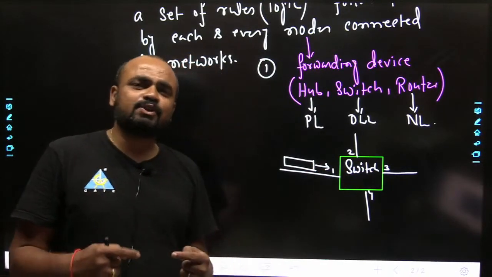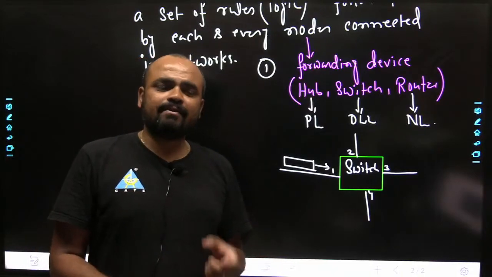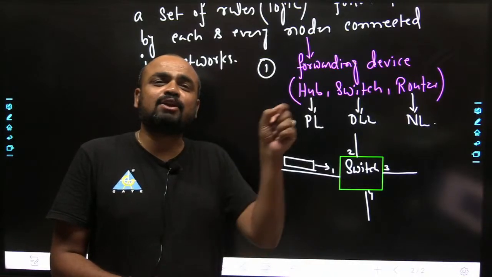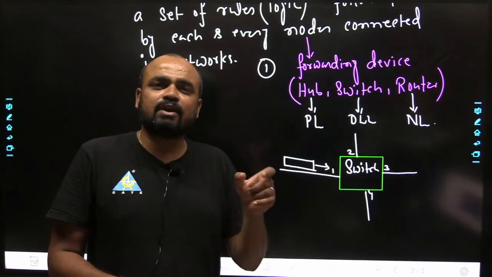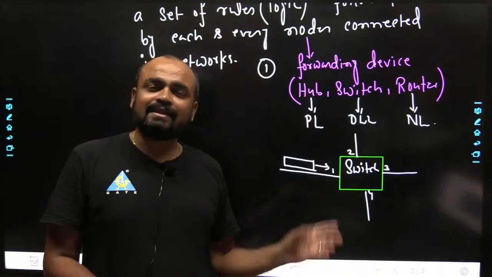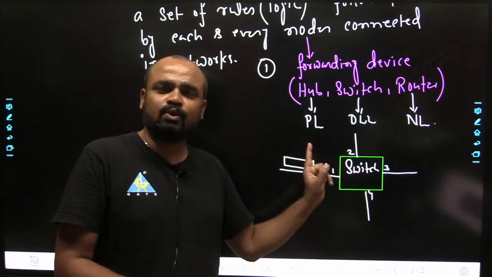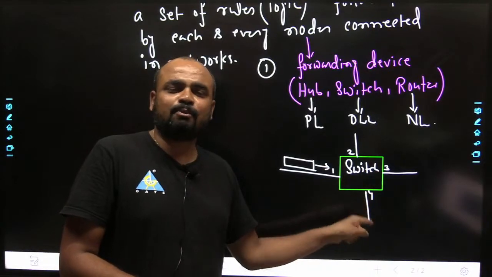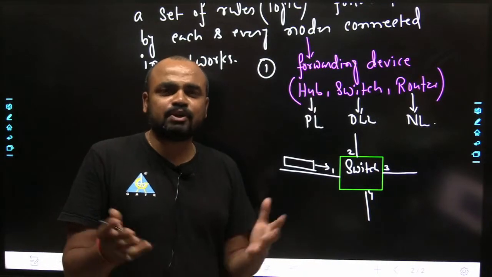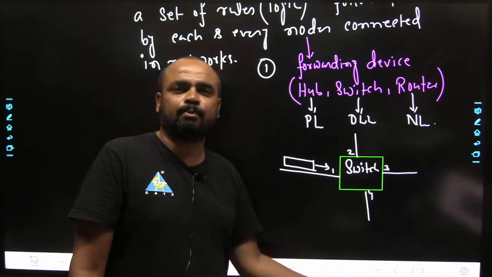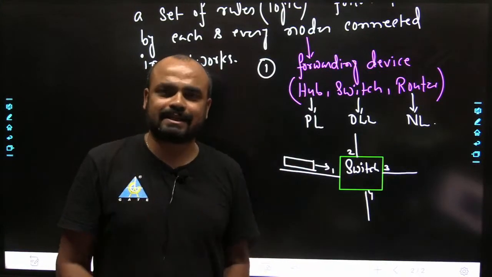Whenever the packet is traveling in the network, it is always for a particular destination. And the destination node could be connected with port number 2 or port number 3 or port number 4. So you have two different options. Either forward this packet through all the outgoing ports, meaning simply broadcast it.